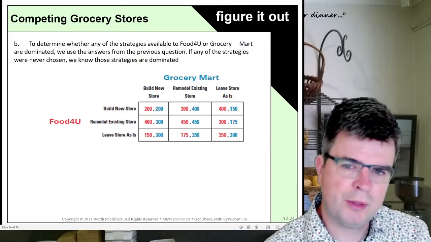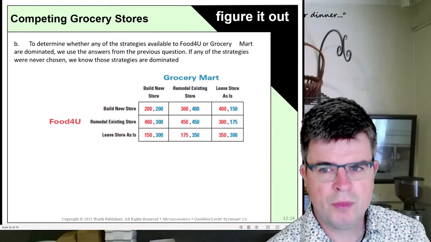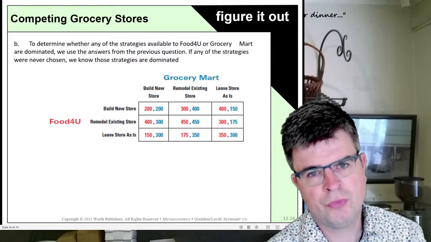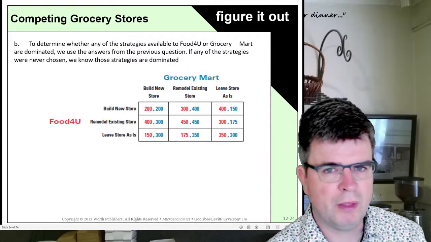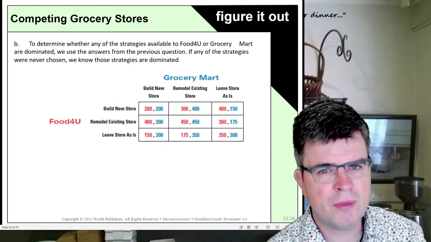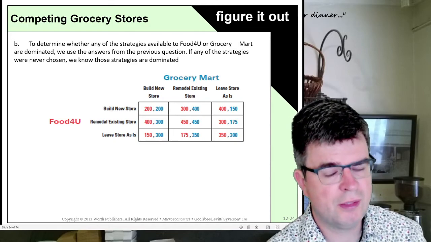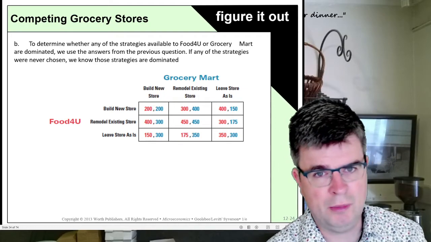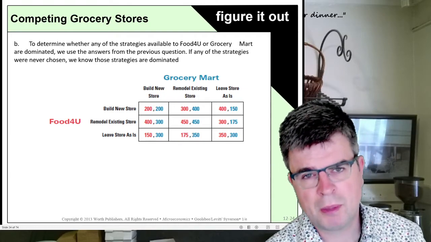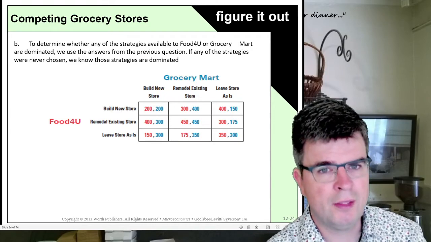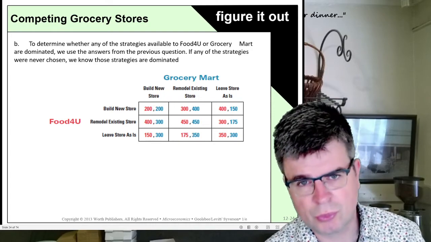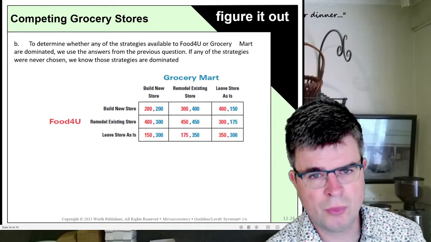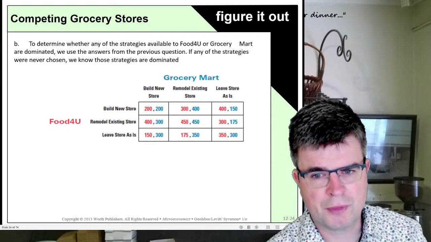And that brings us to question B. So, is any of the strategies of either Grocery Mart or Food for You dominated? Well, in question A, we already found out that Grocery Mart has a dominant strategy: remodel the existing store. That is the strategy that it will always play, which implies that it will never play the other two strategies: leave the store as it is or build a new store. So the other two are dominated for Grocery Mart.